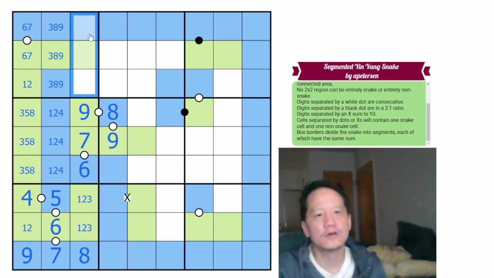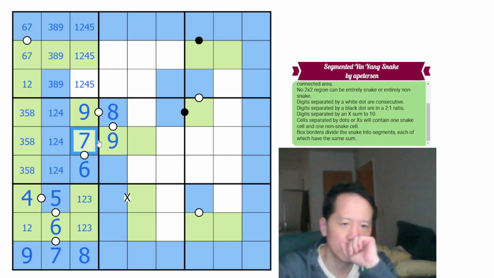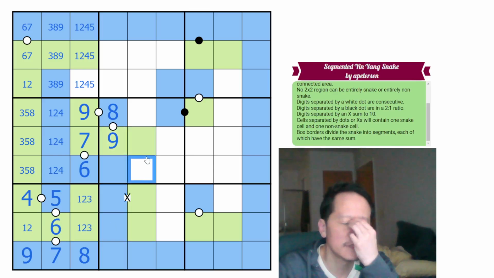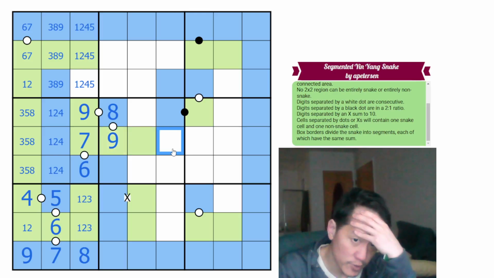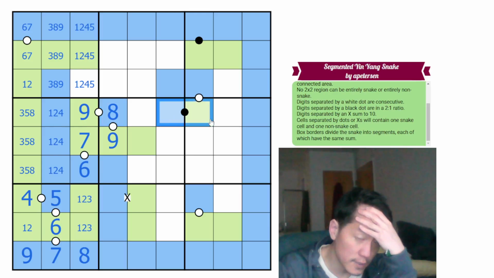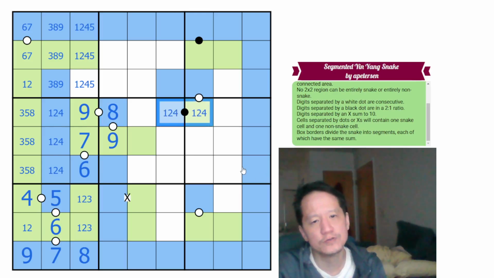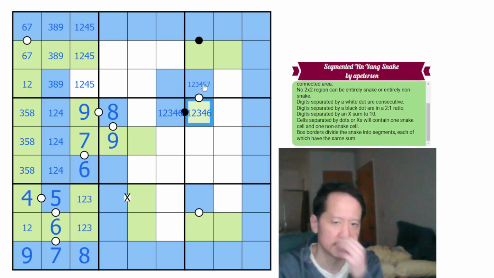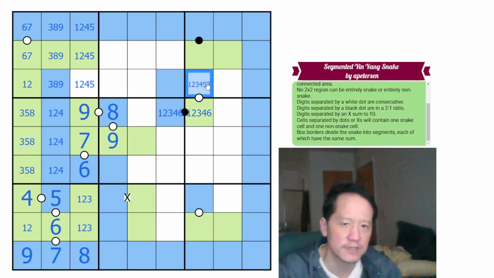Remaining digits here are 1, 2, 4, and 5 here. This obviously has to have 3. We don't know which. This cannot be 8. It could be 1, 2, or 2, 4. Or it's 3, 6. We're not sure. Either way, this has to be consecutive with this. So this is 1, 2, 3, 4, 5, or 7. It cannot be 6 because there's no digit here that's consecutive with 6.